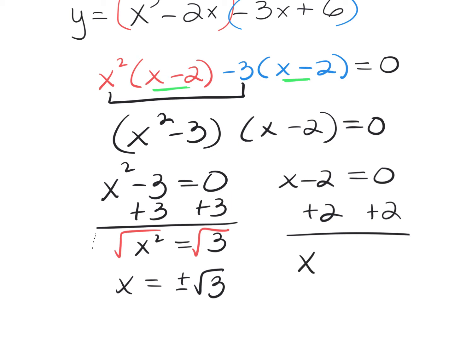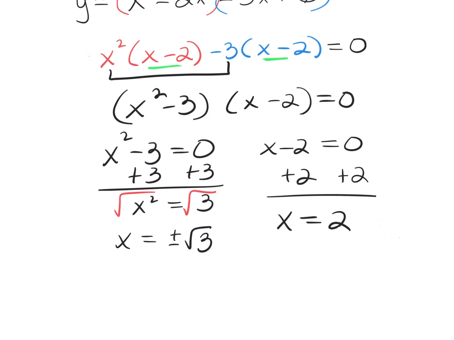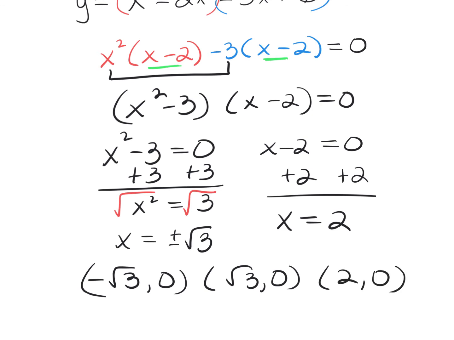All right, so now these are my 3 x-intercepts. They're also called solutions, they're also called roots, and they're also called zeros. So now what I'm going to do is turn these into ordered pairs. So I would be graphing negative square root 3 comma 0, positive square root 3 comma 0, and 2 comma 0. I also need to go back and find my y-intercept.